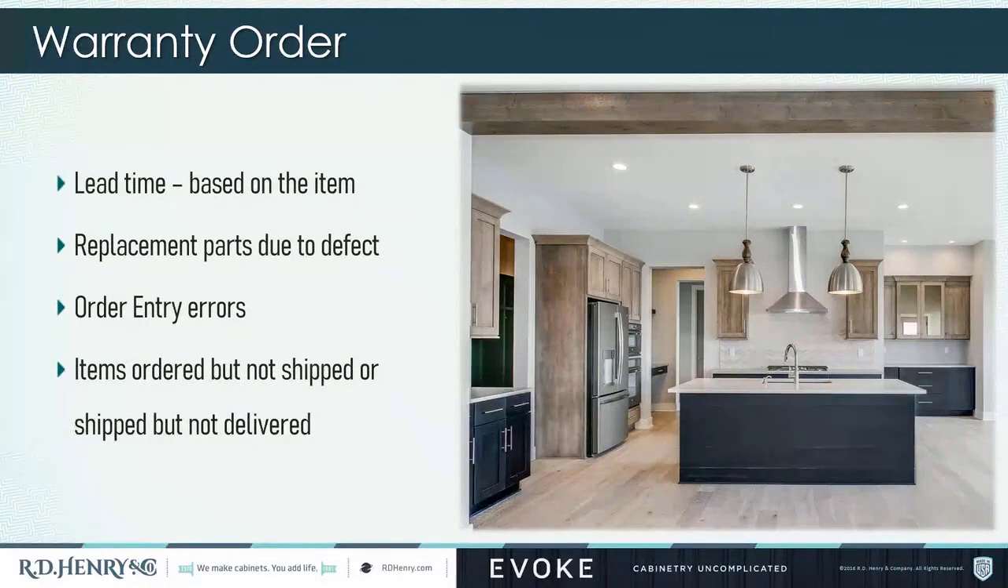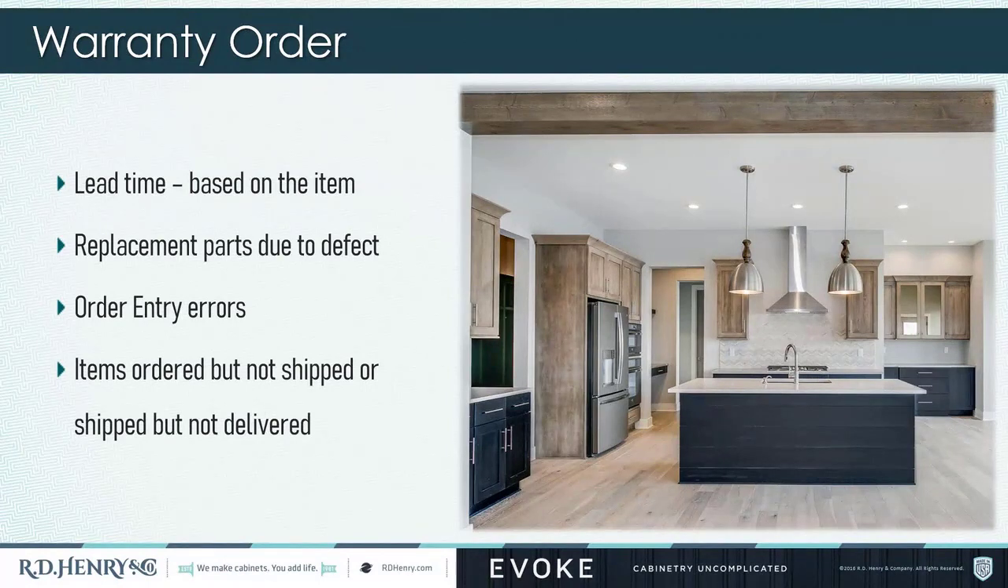Next is our warranty orders. Items that can be ordered as a warranty are replaced parts due to defects, order entry errors, and items that were ordered but maybe not shipped, or shipped but not delivered. There are several pages in our spec book that explain what is covered under warranty as far as warped doors, expansion, height restrictions, climate conditions. There are certain requirements that have to be met in order to place a warranty for those items.